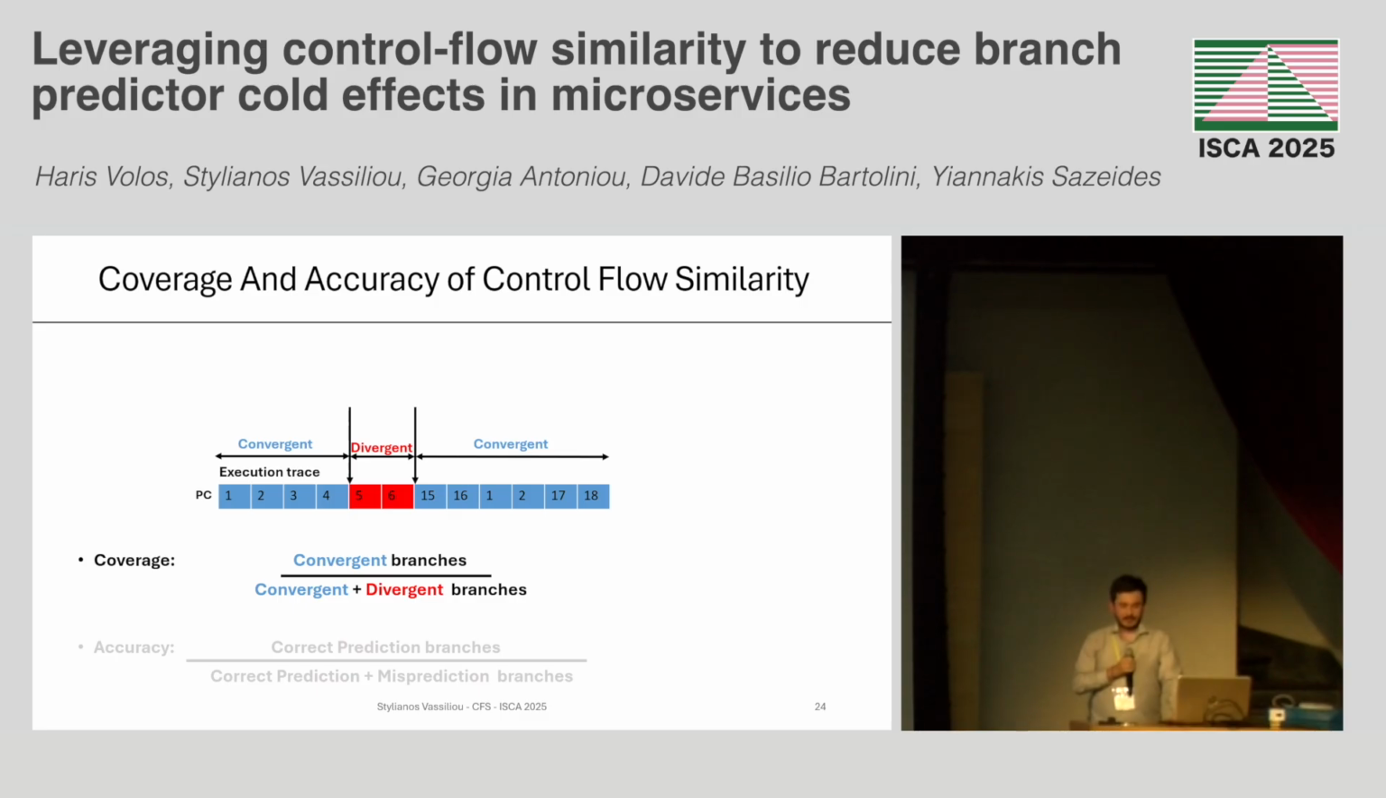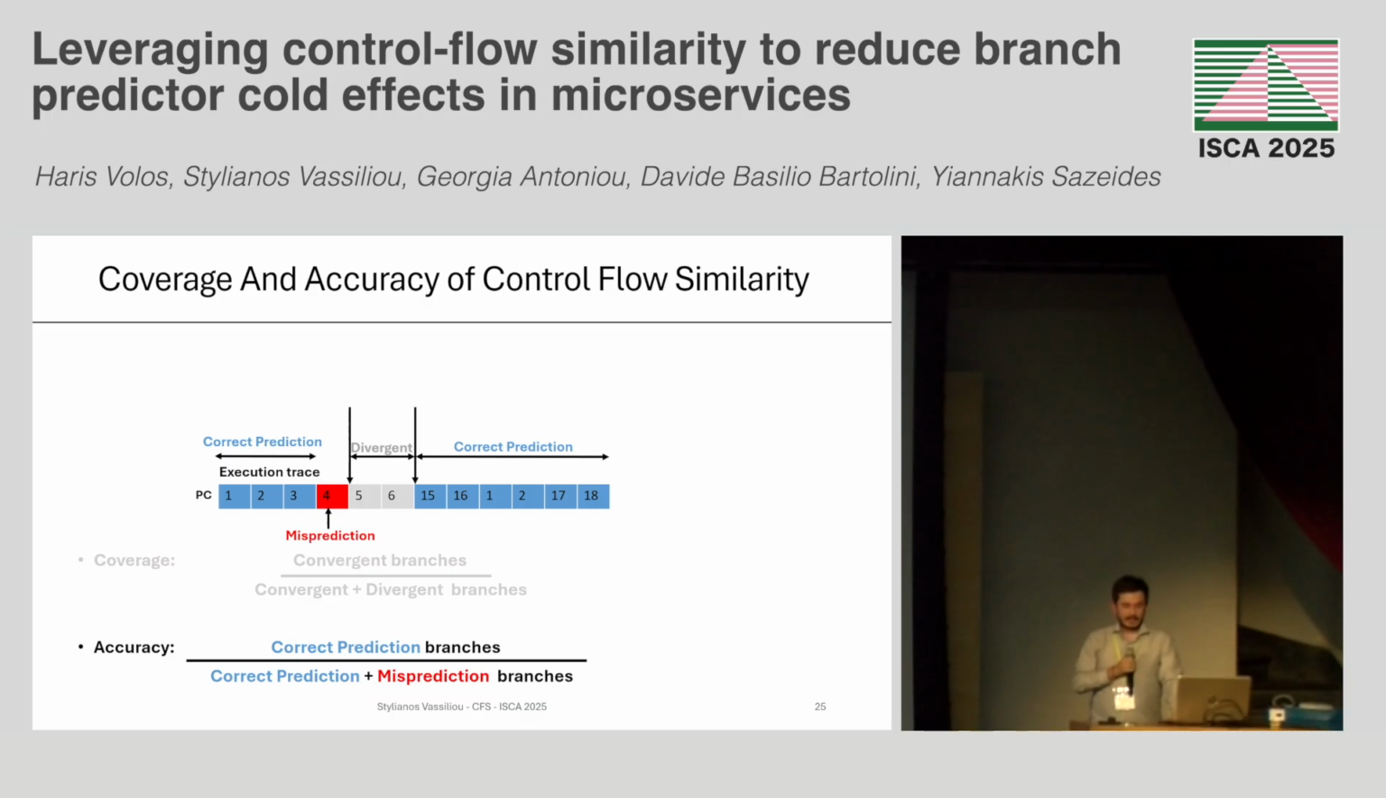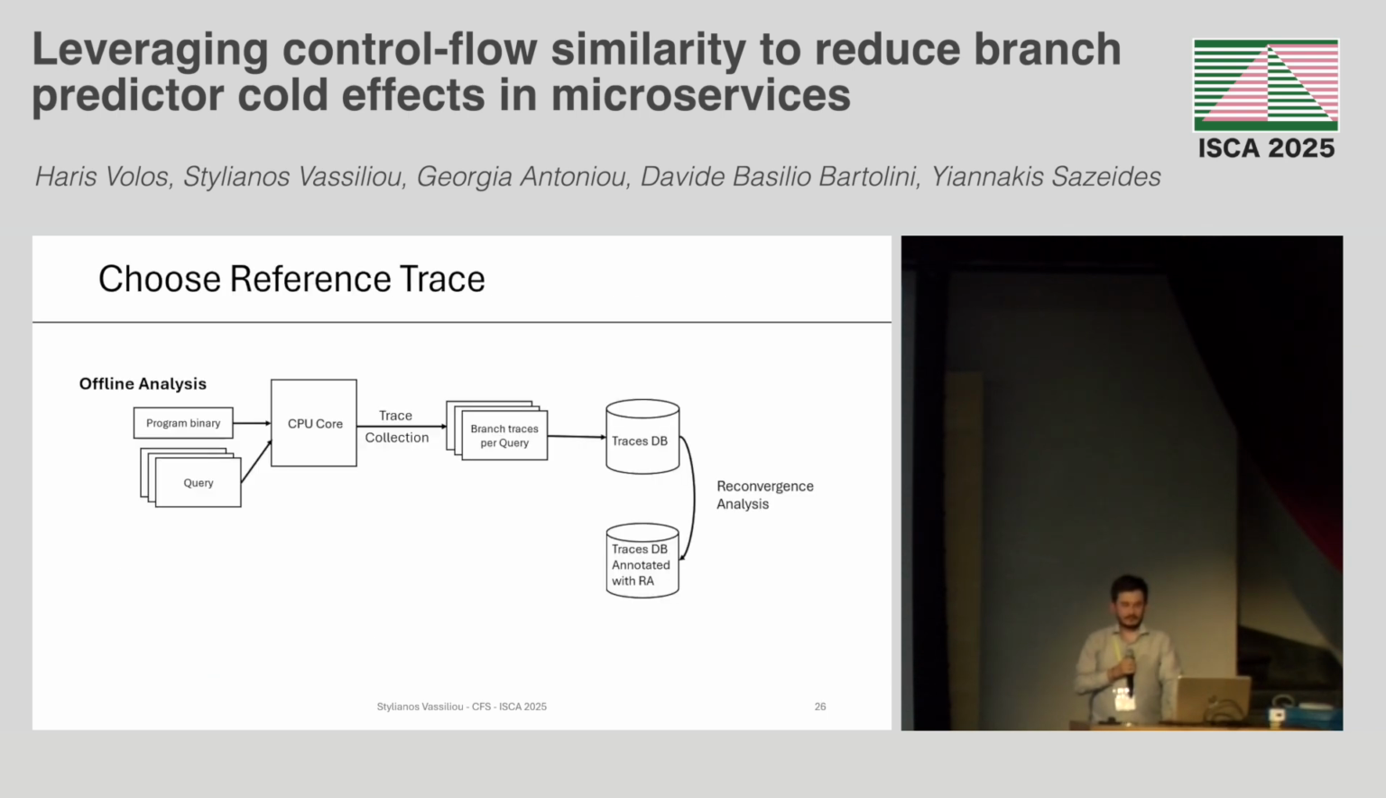From this analysis, we take two metrics for the execution trace: coverage, the ratio of convergent branches relative to the total number of branches, and accuracy, the ratio of branches with correct prediction relative to the total number of convergent branches in the execution trace. The final step of the offline analysis of the predictor is to choose the reference trace. To do this, we compared all traces with all others and chose the one that, when used as a reference, gave us the highest average coverage.